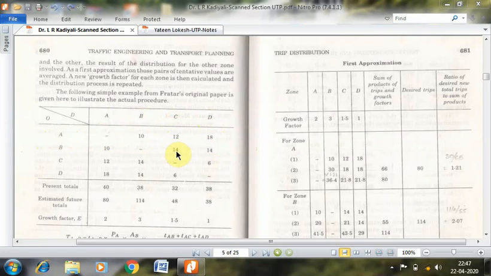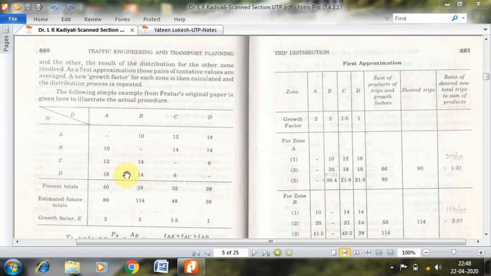So, whenever the question is asked to you, possibly in the exam, you will be given a matrix somewhat like this, along with the estimated future total trips or the target trips for the design year, as we had taken into consideration for previous methods. So the estimated future totals are given for zone A as 80, for zone B as 114, for C as 48, and for D as 38.